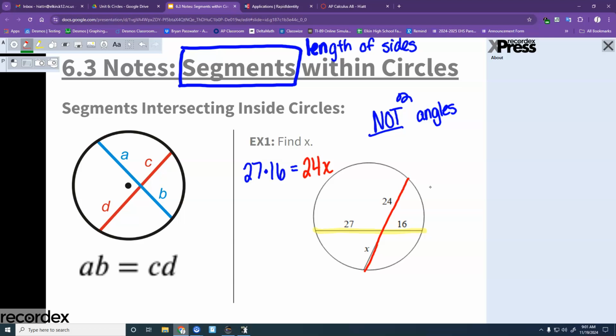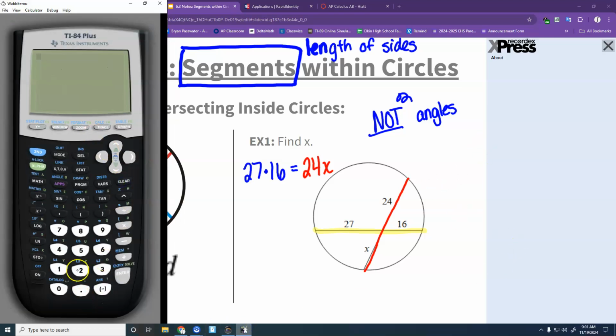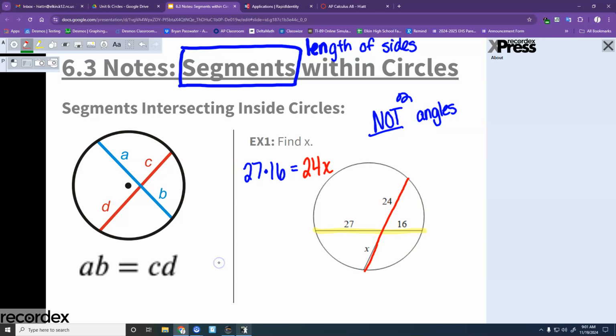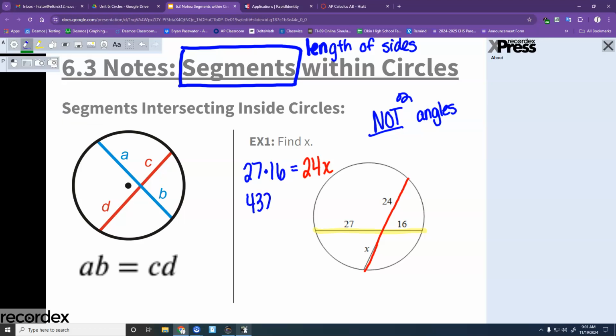The numbers are a little big, but we can use our calculator, so that's not an issue. We just need to do 27 times 16, and we will get 432. So we got 432 equals 24x.